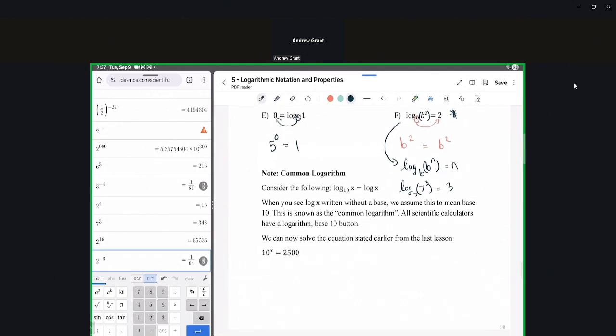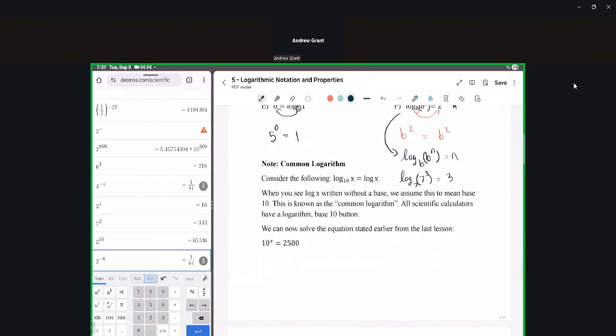Okay. So a small note, we're going to consider the following. This note is on the common logarithm. Log base 10 of x is equal to log x. So when you see log x written without a base, and I should mention that in this course, because some future ones might make some stipulations, but for our purposes, when you see log of x, we assume this always means base 10. This is what we call the common logarithm. And this is the important reason why.